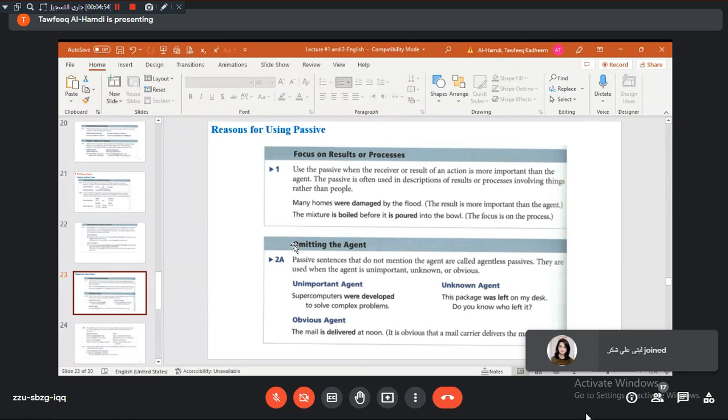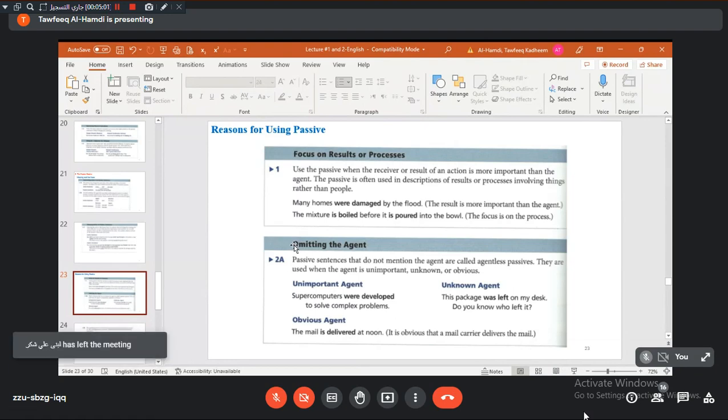If we take another example related to an unknown agent, we can say: this package was left on the desk. You don't know who left it. When it comes to an obvious agent, we can say, for example, the mail is delivered at noon. In this sentence, I can conclude that it is obvious that a mail carrier delivers the mail.